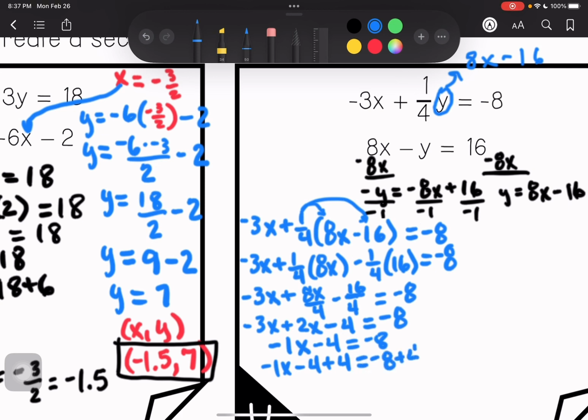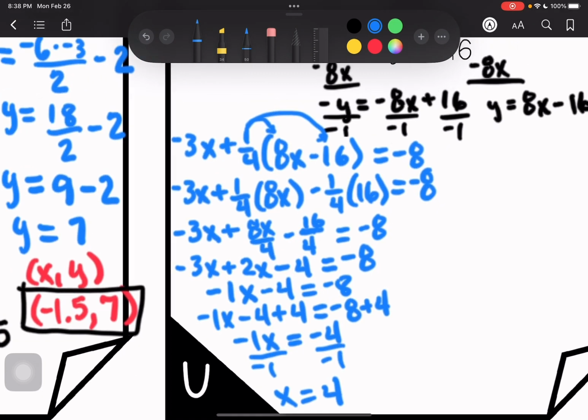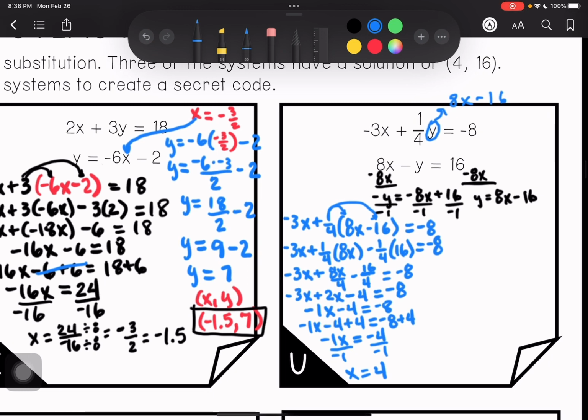Once you add 4 to both sides, that gives you negative 1x equals negative 4. Now I want to divide both sides by negative 1. Therefore, x equals positive 4. Now that I have positive 4 for x, I want to substitute that back into my original equation. I can actually substitute it back in here into this equation. So if x equals 4, multiply 8 times 4.